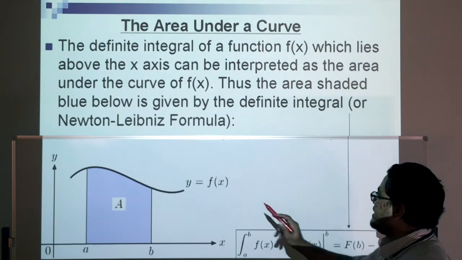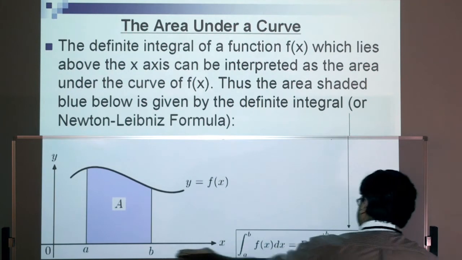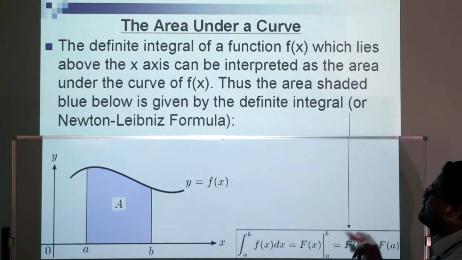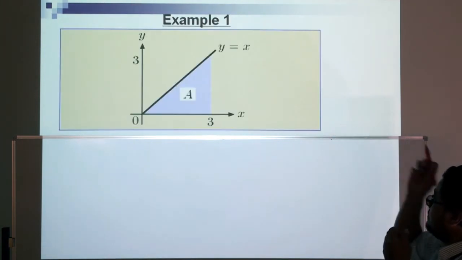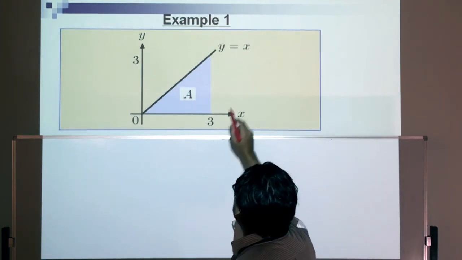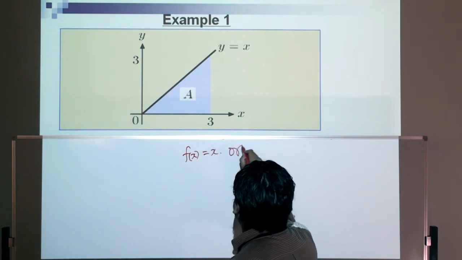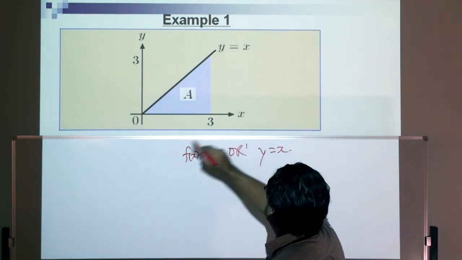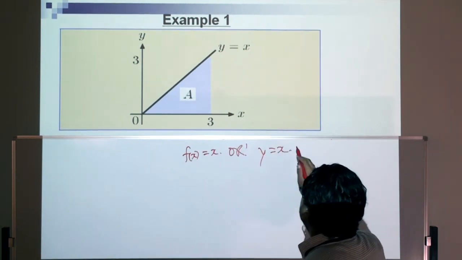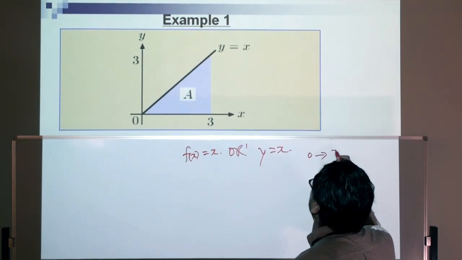So you find the integral of this function, and then you put in the upper limit, this value. Then you take away the lower limit. Okay. Let me give you some examples. Here we have a straight line, y equals x. That's the equation of that line. And we want to know what is the area under the line from 0 to 3.